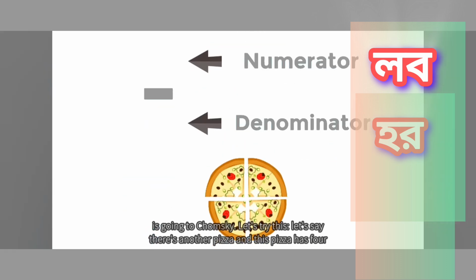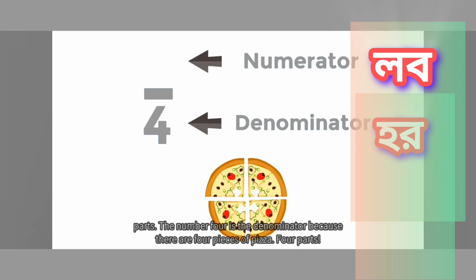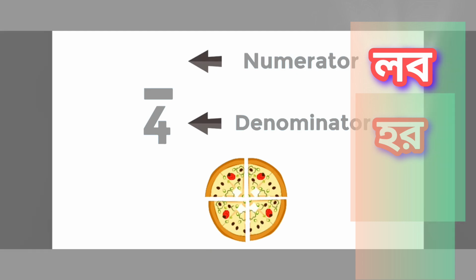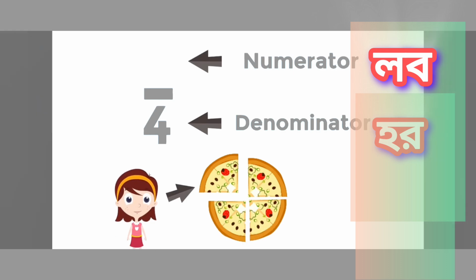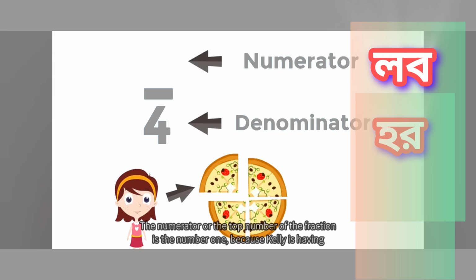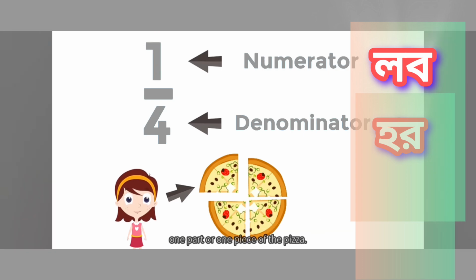Let's try this. Let's say there's another pizza, and this pizza has 4 parts. The number 4 is the denominator because there are 4 pieces of pizza, 4 parts. Let's say Kelly shows up and wants to have 1 part of the pizza, 1 piece of the pizza. The numerator, or the top number of the fraction, is the number 1 because Kelly is having 1 part or 1 piece of the pizza. Kelly is having 1/4 of the pizza. Pretty simple, pretty fun. Fractions are awesome.